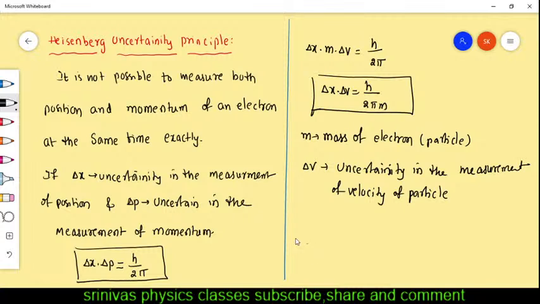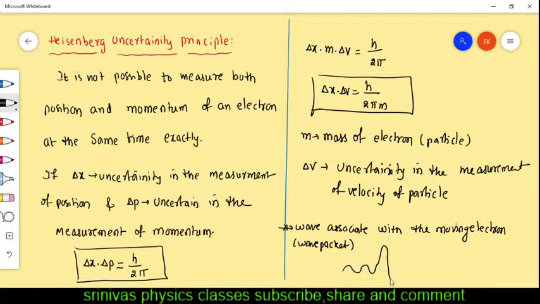And now there is a wave associated with the moving electron. For a moving electron, its wavelength always changes because of the change in momentum. Their diagram will be like this. The wave associated with the moving electron is a wave packet. That means it does not have a single wavelength; its wavelength changes. Then its diagram will be like this. Okay, this is the Heisenberg uncertainty principle.